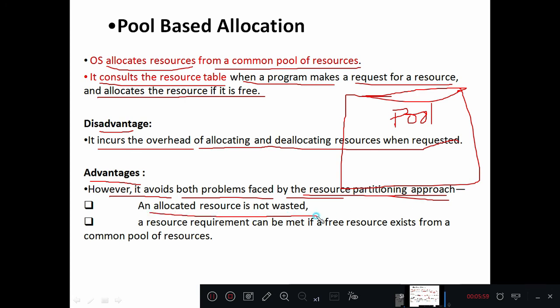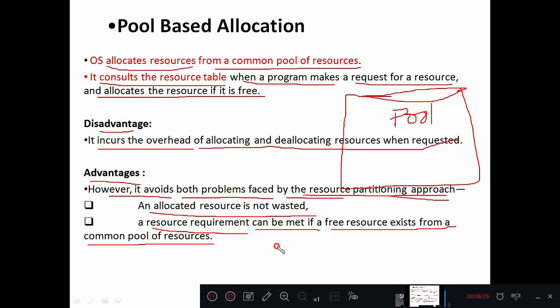An allocated resource is not wasted. That is the biggest advantage compared to partition based allocation. Second, whenever a user requests extra memory, in case of partition based allocation that facility is not allowed. But in case of pool based allocation, even if the user requests some more extra memory, that memory will be allocated from this common pool. A resource requirement can be met if a free resource exists in a common pool of resources, right?